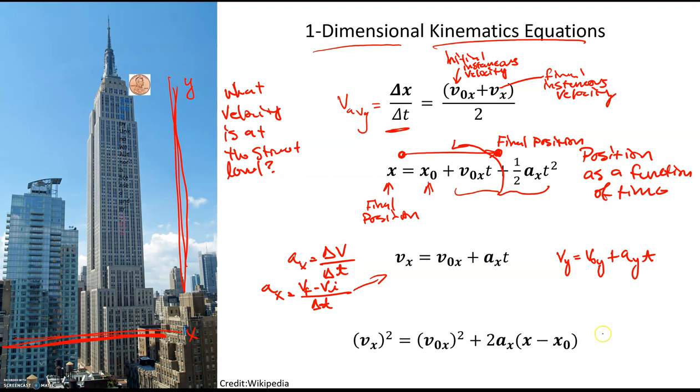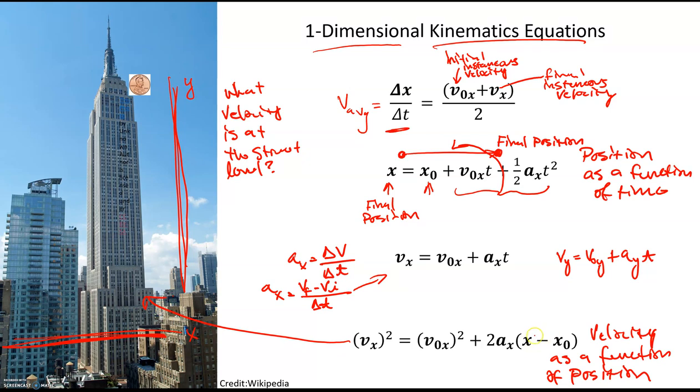And then the last equation is velocity as a function of position. So there's no time in this equation. So in problems where you're not given any information about time, this can be a useful equation to apply. And so it's actually something that you can use to solve this problem.